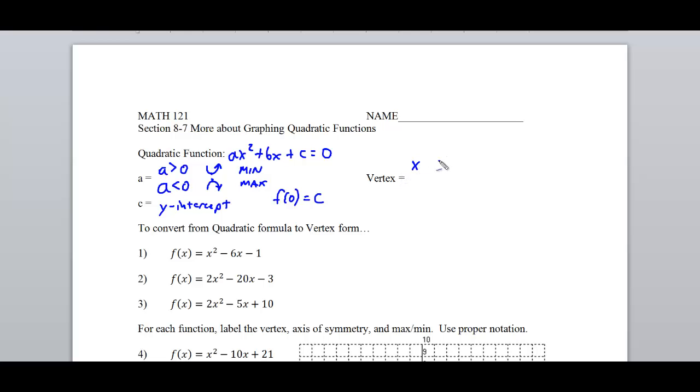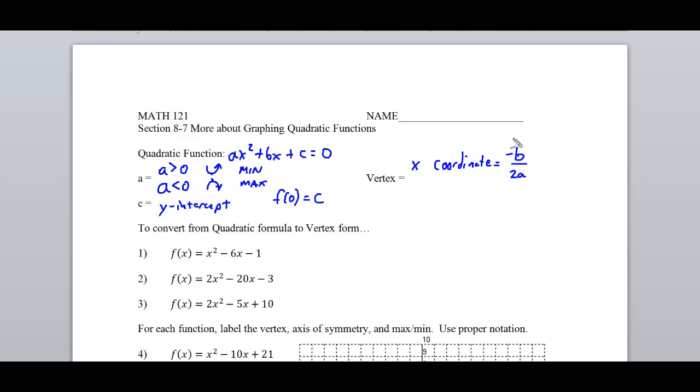Now the vertex, we can find the x coordinate of the vertex by taking our b, which is the second coefficient, or the number in front of the x, dividing it by 2 times a, and taking the negative of the answer, and that will find our x coordinate. Then to find the y coordinate, we would plug this value into the equation.